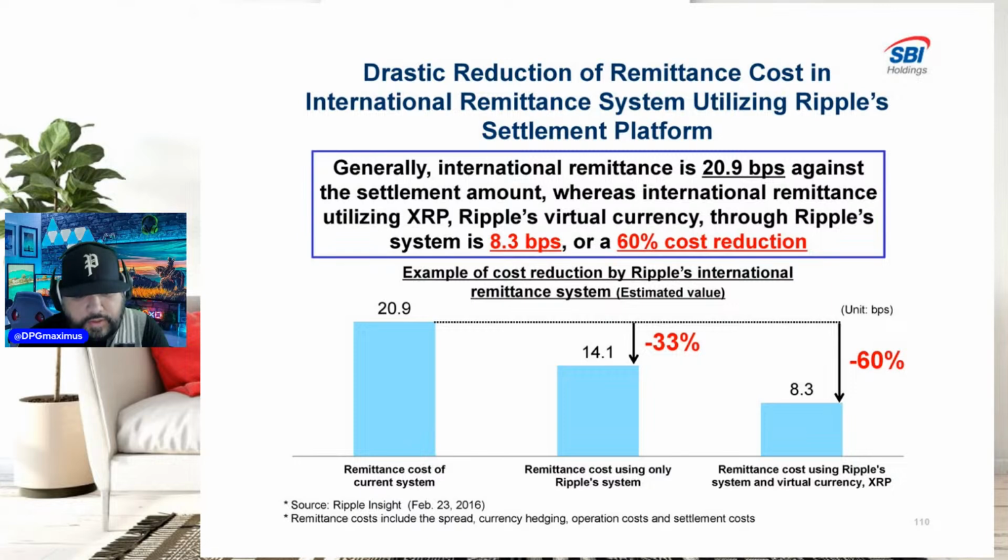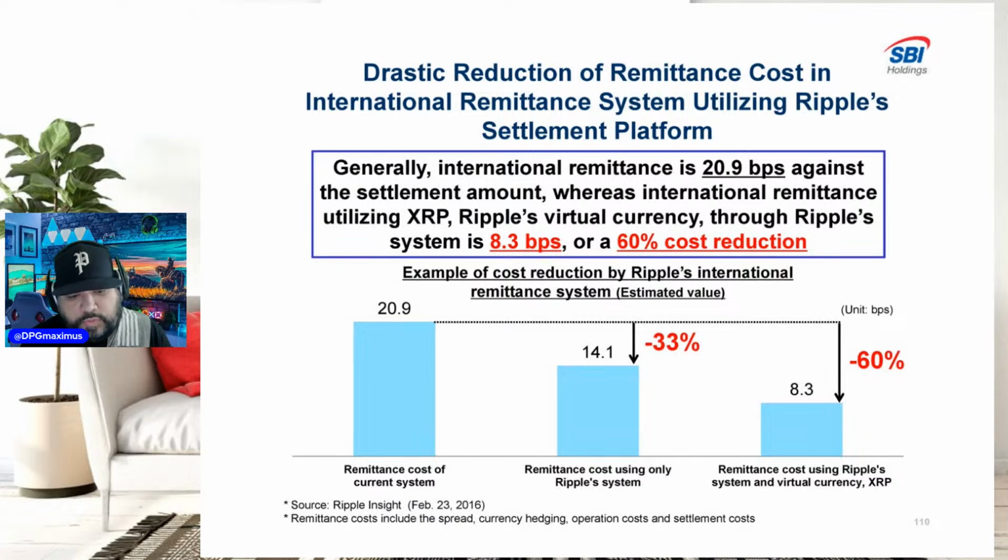Look at this. Example of cost reduction by Ripple's international remittance system. Estimated value. And you see some of this right here. You have 20.9 unit BPS remittance cost of current system. And you do see that, for instance, is a 33% drop when remittance cost is using only Ripple's system. On top of that, when they reference the whole thing of a 60% cost reduction, you just see it right there, using Ripple's system and virtual currency, as in, the cryptocurrency of XRP.